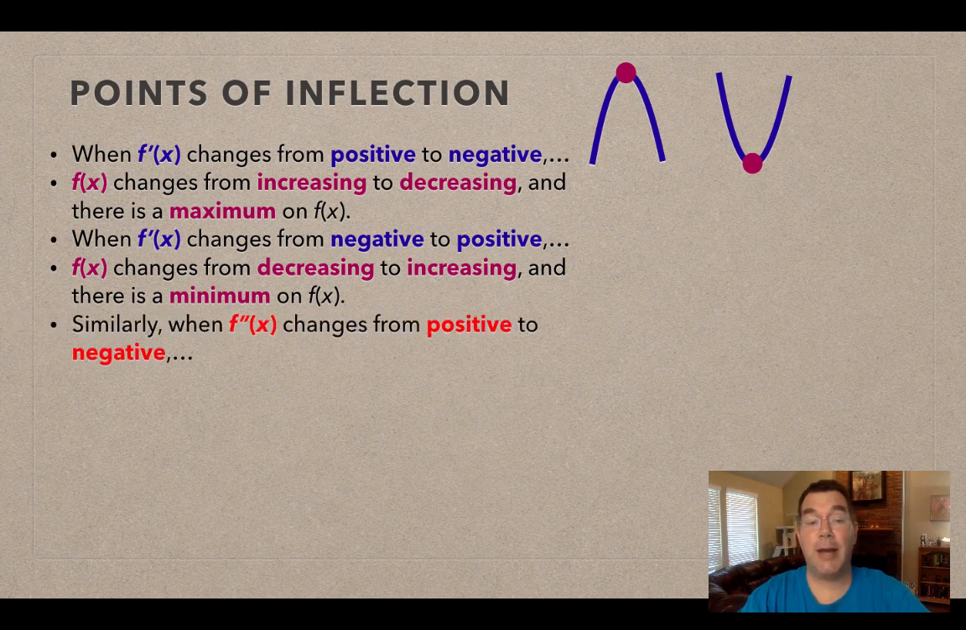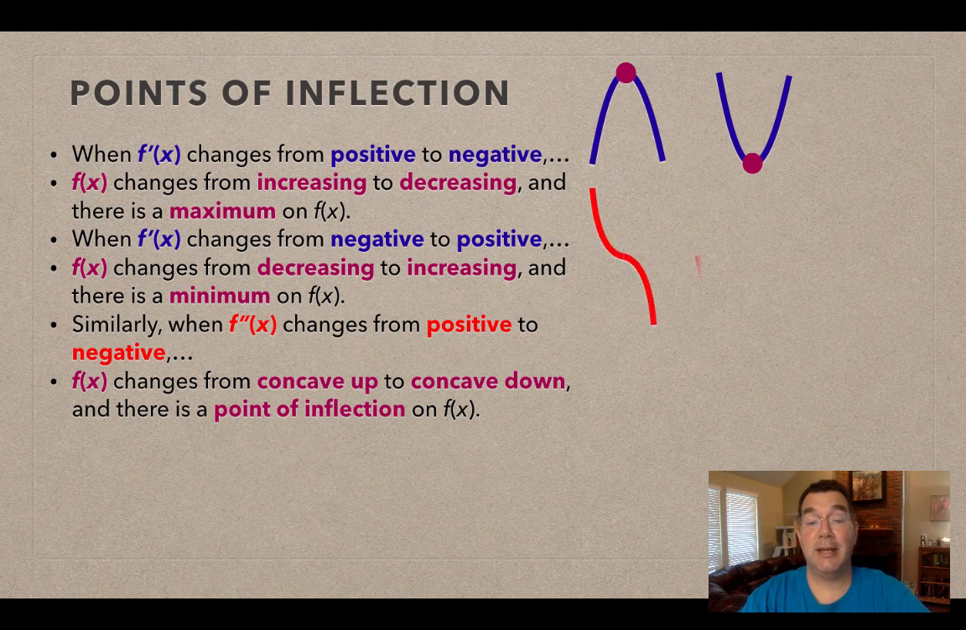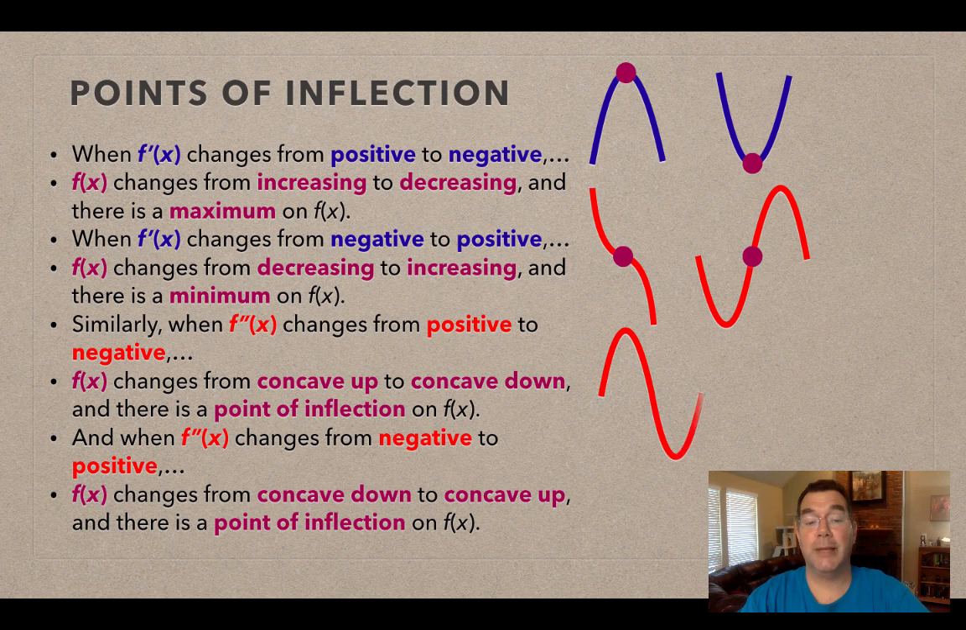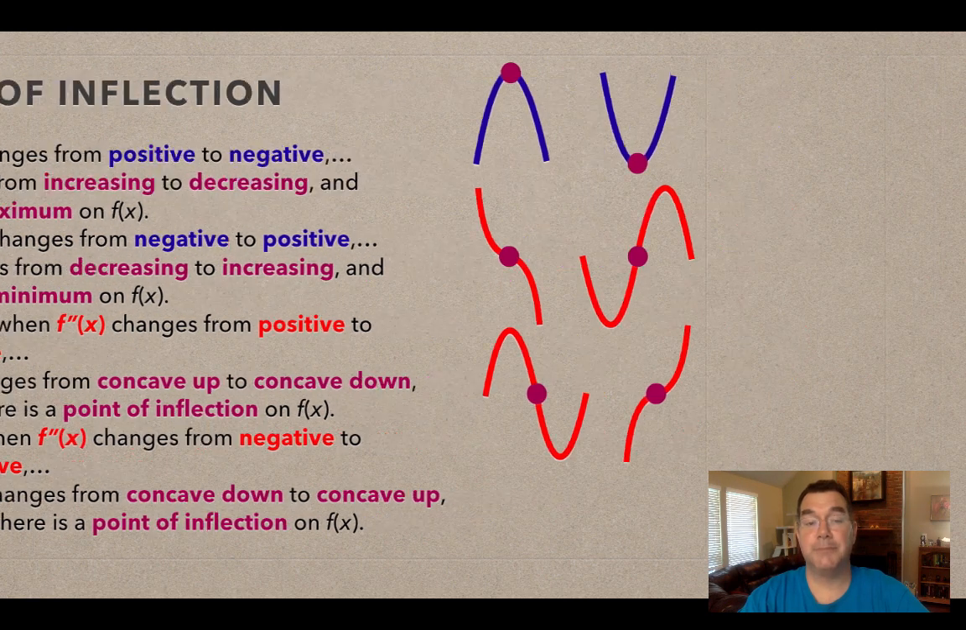So now let's talk about what happens when the second derivative changes from positive to negative. When the second derivative changes from positive to negative, then the curve changes from being concave up, or a smiley face, to concave down, or a frowny face, and we say that there is a point of inflection where that change happens. Okay, and there's two examples for you right there. And then if the second derivative changes from negative to positive, what that means is that the function itself will go from being concave down to concave up, or from a frowny face looking graph to a smiley face looking graph, and there's two examples there.